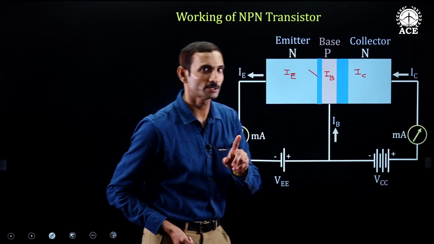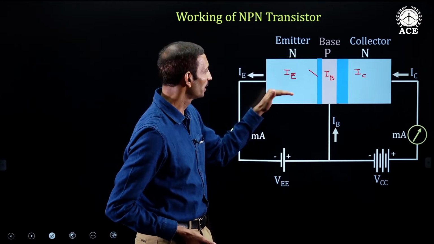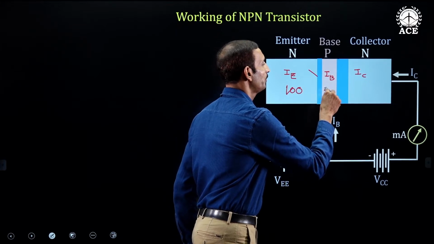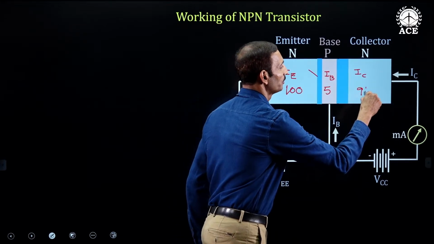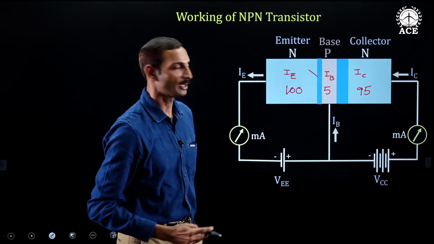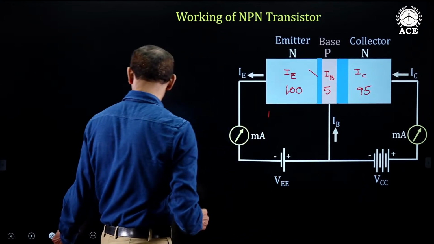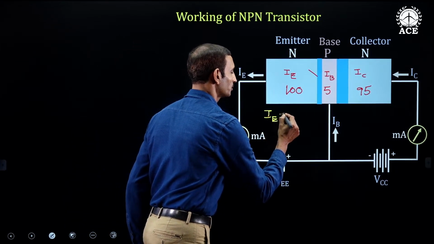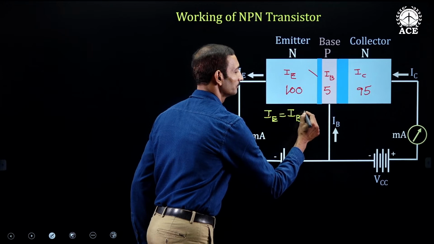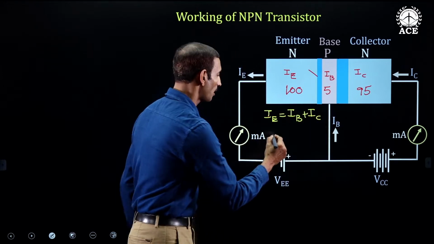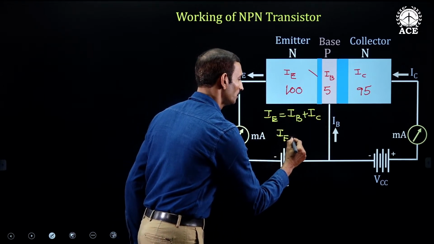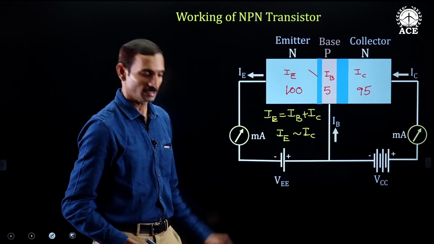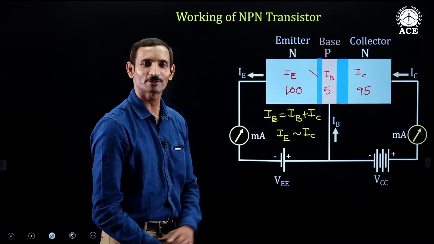But that is not going to be the case. As you have just understood, if 100 electrons start from here, then only 5 would be with the base, and the other 95 would be with the collector. That's why the emitter current, which is a combination of the base current and the collector current, would be almost equal to the collector current, not the base current. This is the speciality of the transistor.